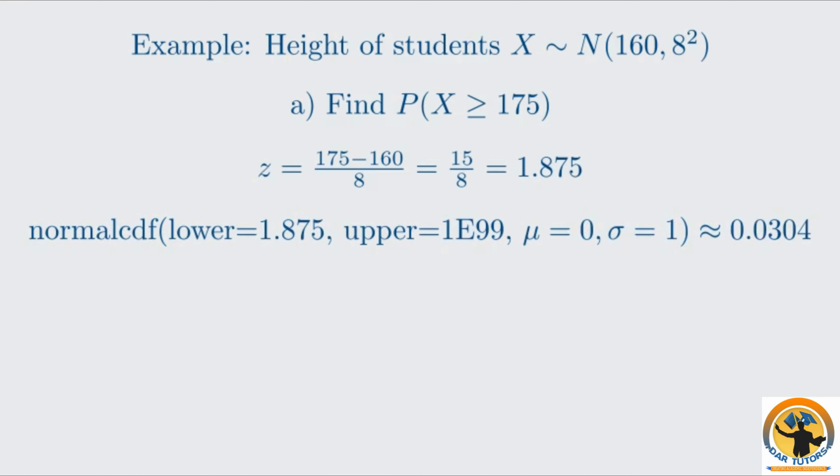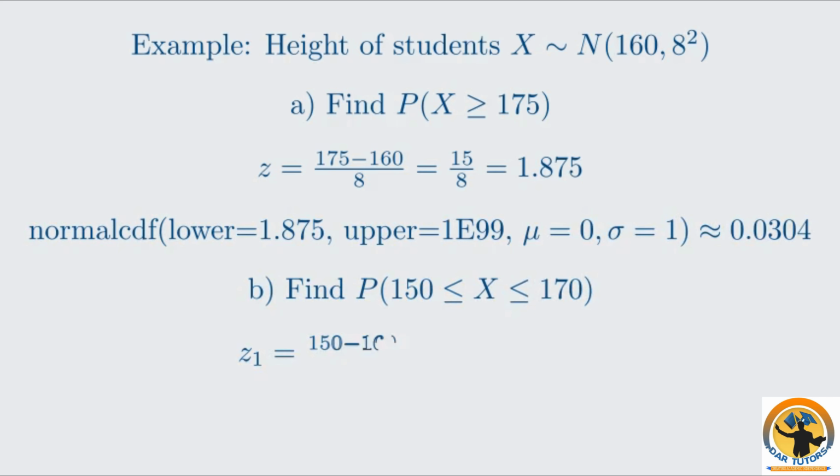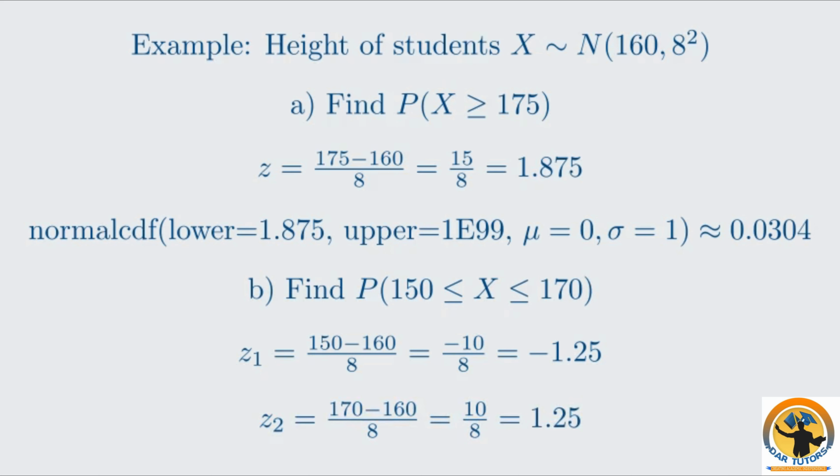Part B asks for the percentage of students between 150 and 170 centimeters tall. We need to find P of X is between 150 and 170. We need to calculate two z-scores. For 150, z1 is negative 1.25. For 170, z2 is 1.25. The probability is P of z is between negative 1.25 and 1.25.